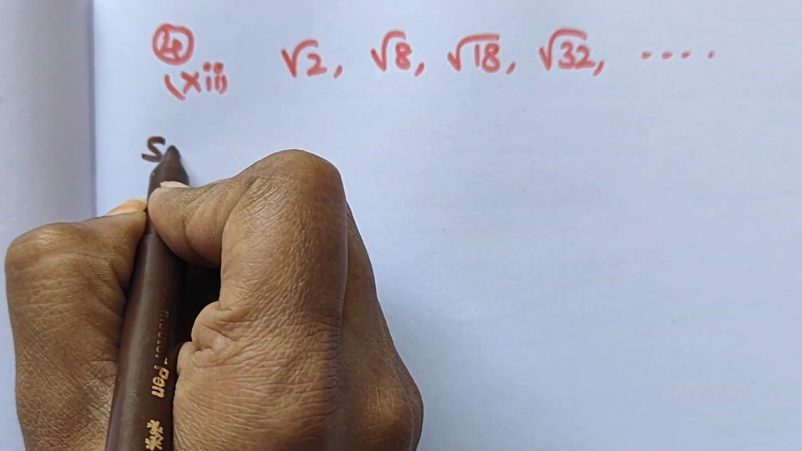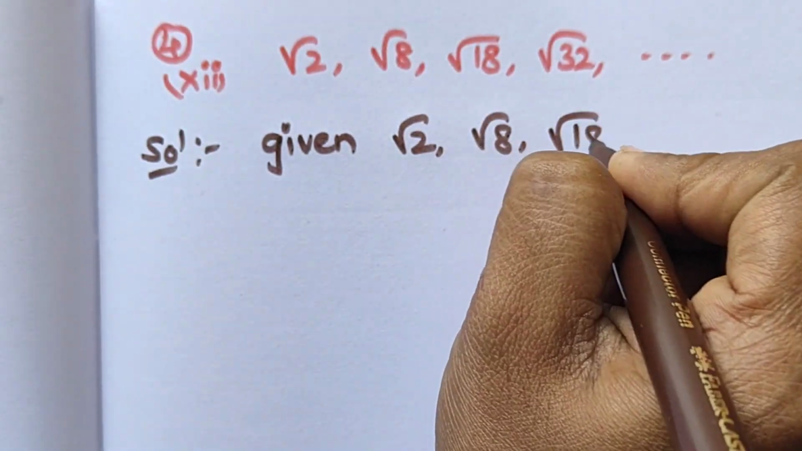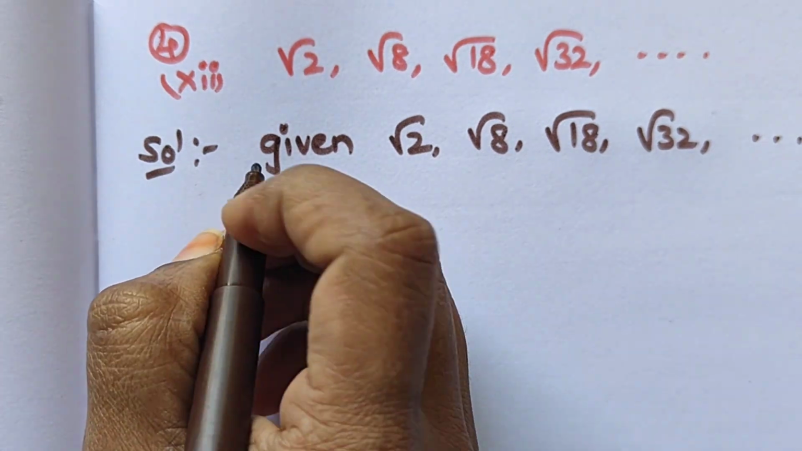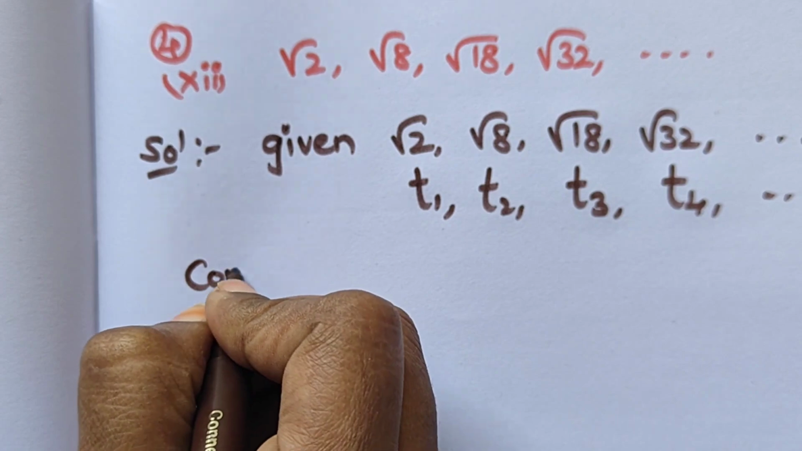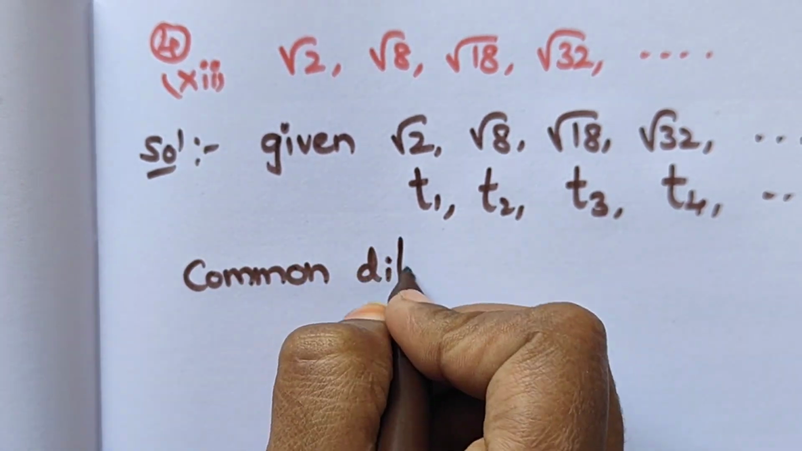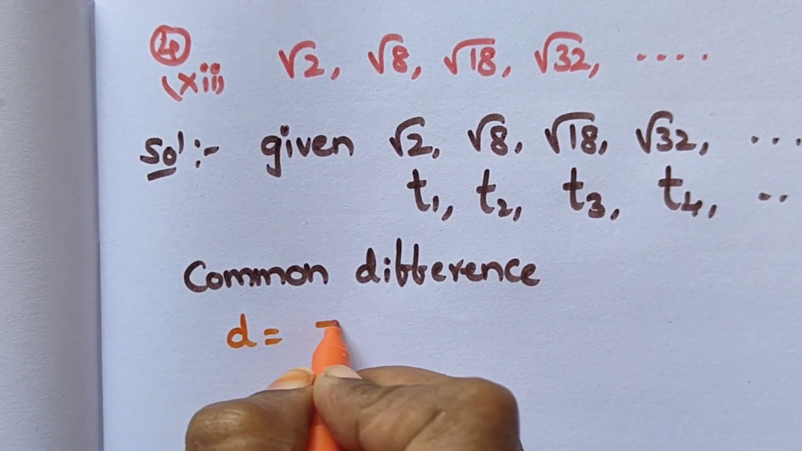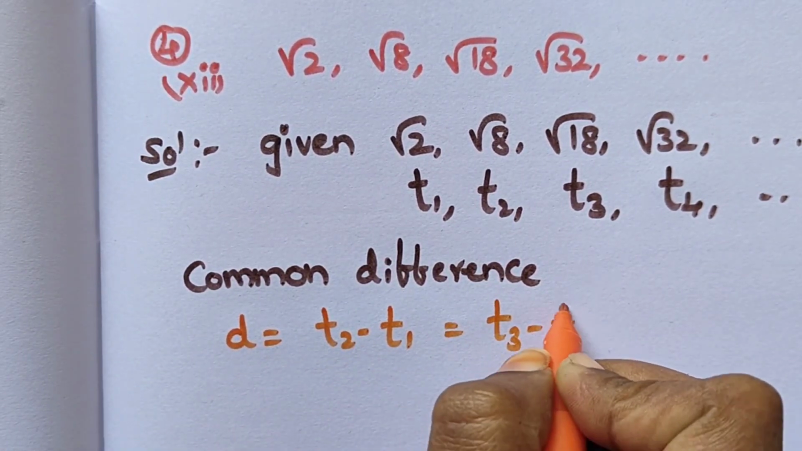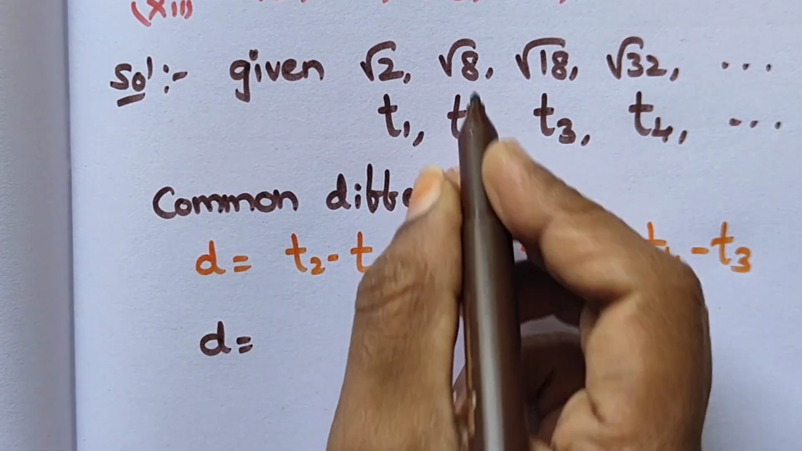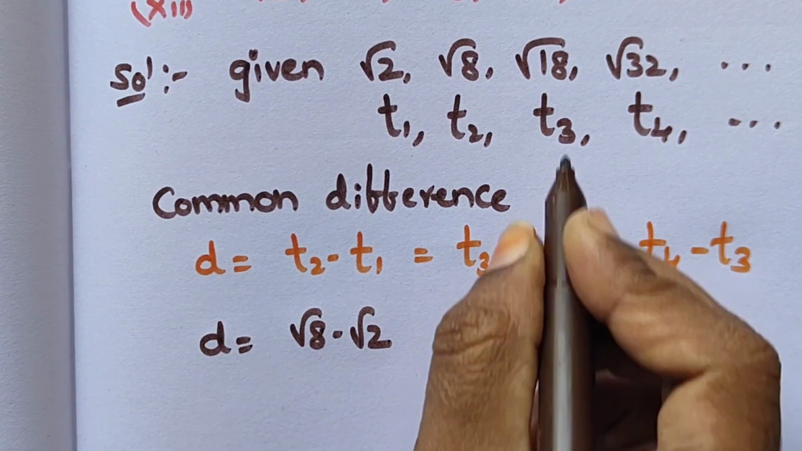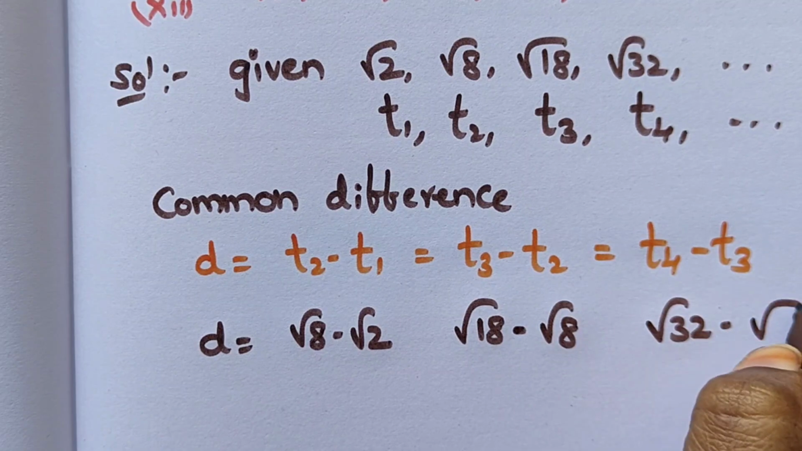Next, 12th bit in the fourth problem: root 2, root 8, root 18, root 32. This is the given list of numbers. Now I have to find whether it forms an AP or not. Let us say term 1, term 2, term 3, term 4. Then we can find the common difference. Common difference formula: d is equal to term 2 minus term 1, is equal to term 3 minus term 2, is equal to term 4 minus term 3. Now we have to substitute values. Term 2: root 8 minus root 2. Next term 3: root 18 minus root 8. Term 4: root 32 minus root 18.